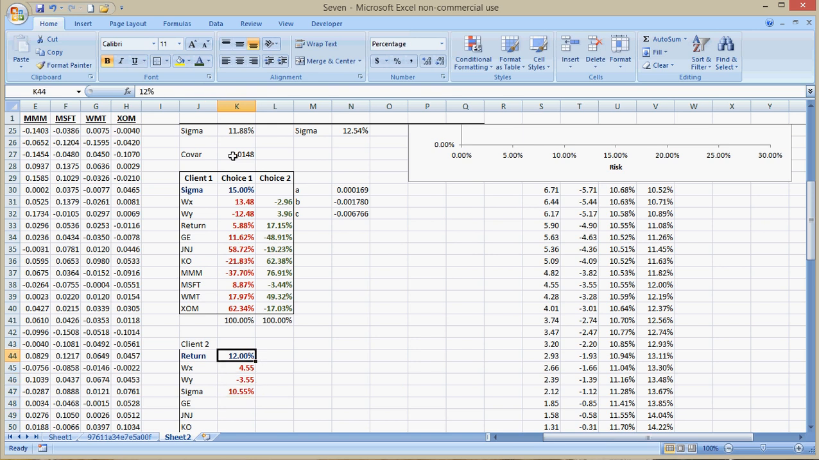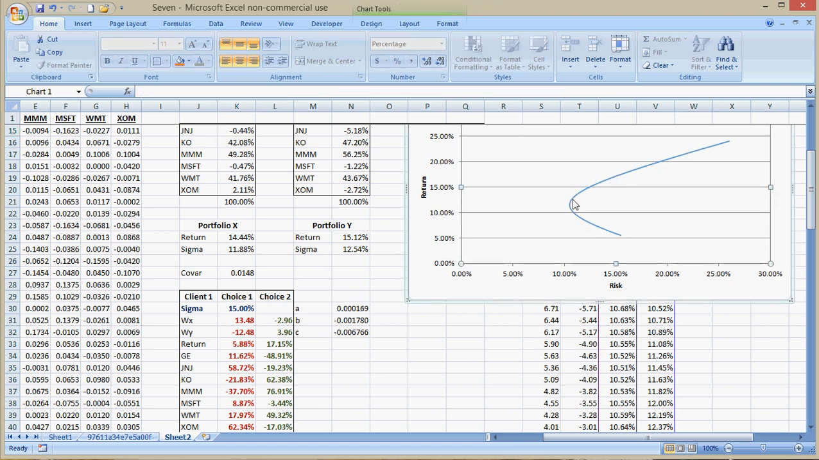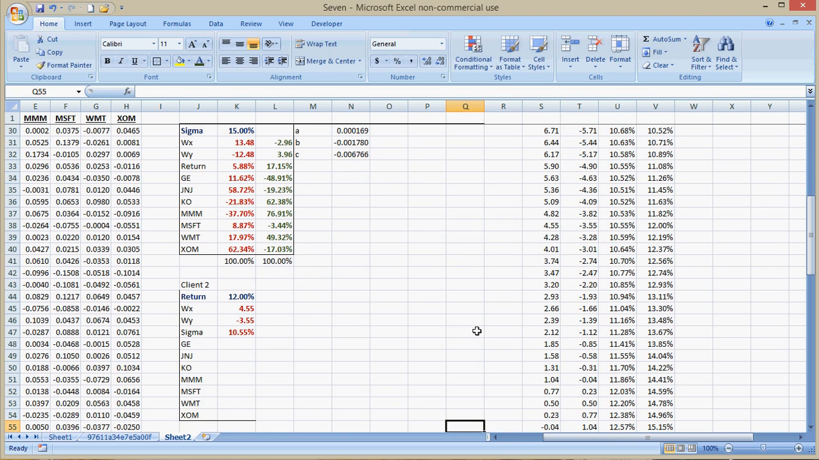So if you look at this, if you're 12% return, the sigma is 10.55. Is it going to make sense over here? So if I get into this, 10.55 gives me pretty close to a 12% return. Yeah, 10.55, 12%. That's what the graph shows. That's what my results show. I feel really good about that.